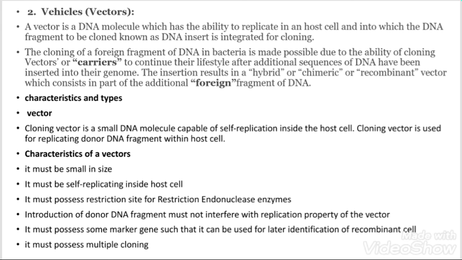The cloning of a foreign fragment of DNA in bacteria is made possible due to the ability of cloning vectors, the carriers, to continue their lifestyle after additional sequences of DNA have been inserted into their genome. The insertion results in a hybrid or chimeric recombinant vector which consists in part of the additional foreign DNA fragment.